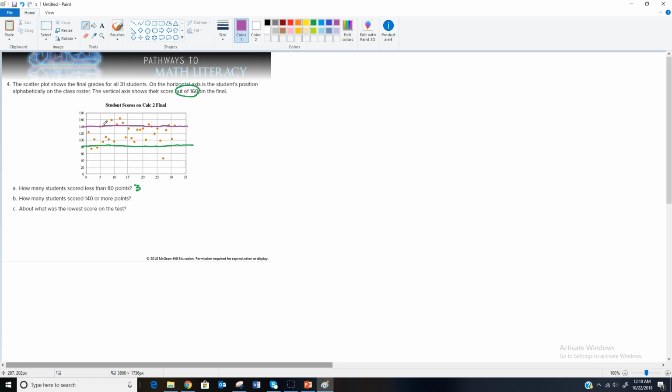So we have one here that's 1. They actually scored 140, it looks like. 1, 2, 3, 4, 5. And then we go over here, 6, 7. That 7th person looks like they were right on again.